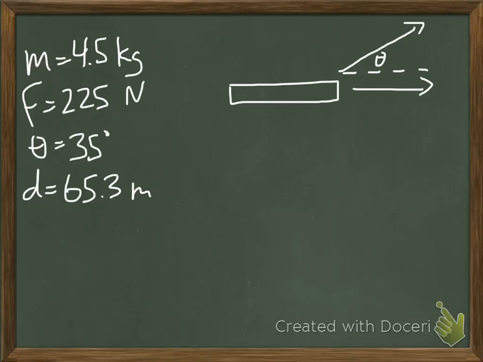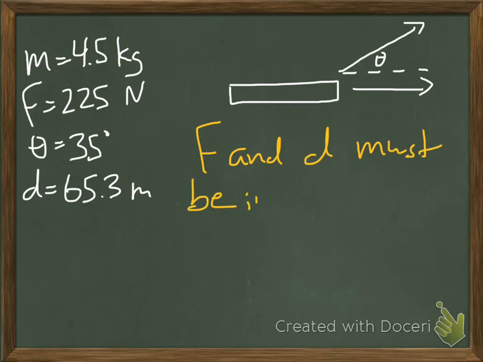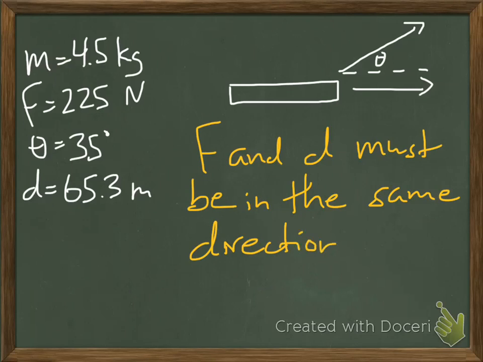So the rule is, the golden rule, you know what, I'm going to write it in gold. This is the golden rule here. The force and the distance must be in the same direction in order to calculate work. So for all this stuff, the force and the distance must be in the same direction.